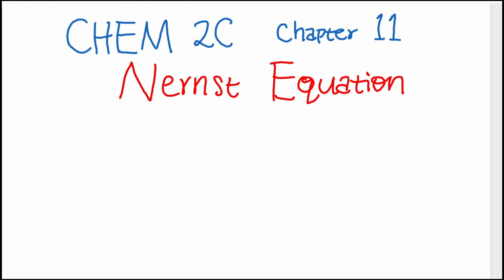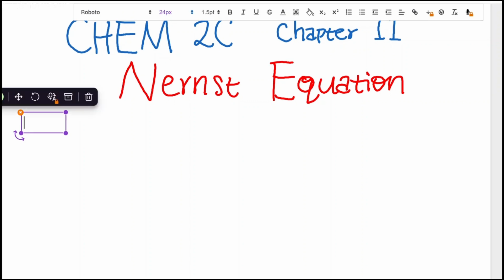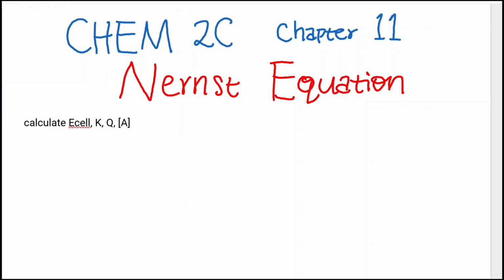So first of all, what is the Nernst equation normally used for? You can either calculate E cell, which is different from E cell, the one with the degree sign, and it's also used to calculate K, Q, and different concentrations. I think that's it. Those are the main things that you can use the Nernst equation for.